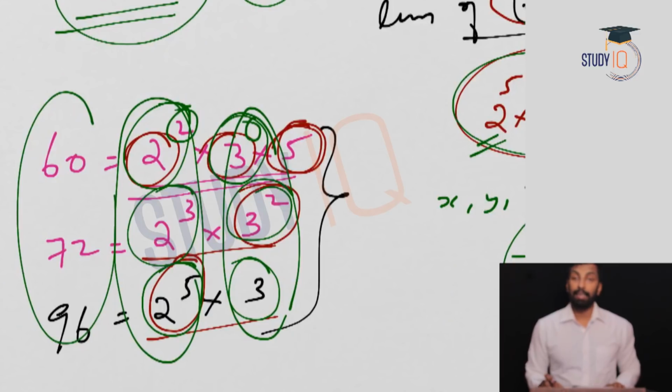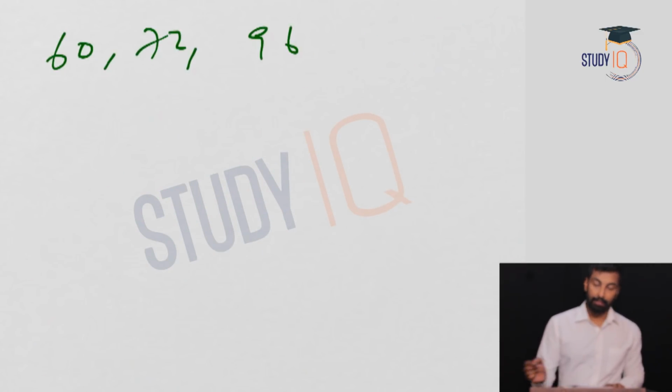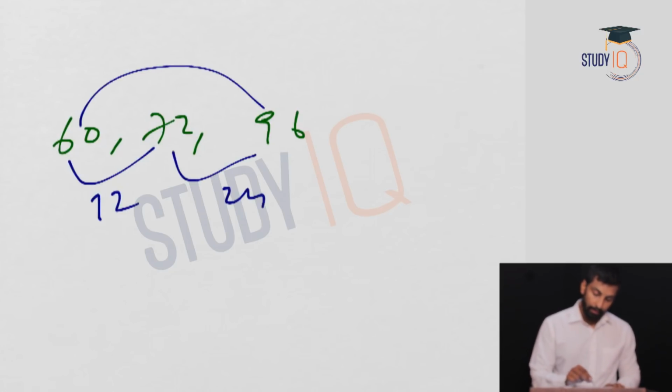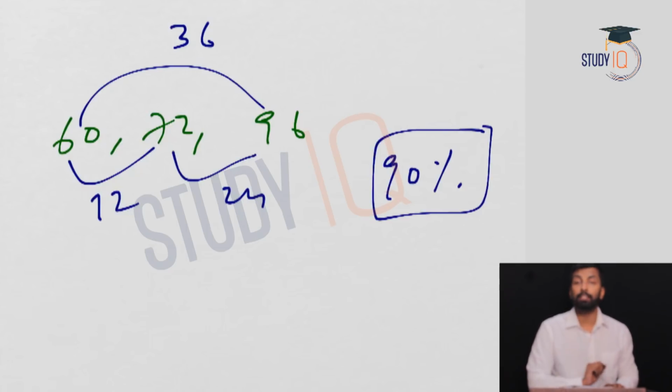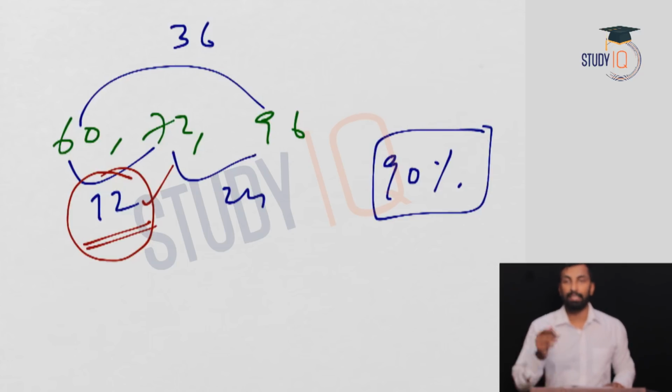Now there is another easy method of finding HCF. Okay, see, if you need to find the HCF of these numbers 60, 72, 96, you take the difference between these numbers. This is 12, this is 24, this is 36. In 90% of the cases, the smallest number which you got will be your HCF. And here also there is no exception. Here also you got 12 as your HCF. So if numbers are given, you just take the smallest difference. 90% of the cases you get the HCF.